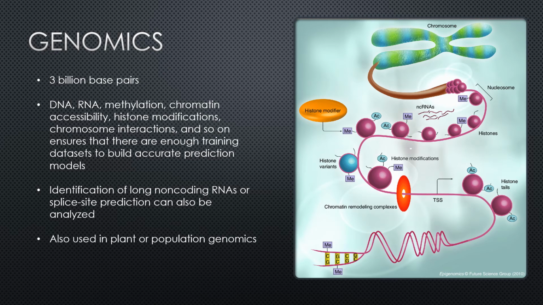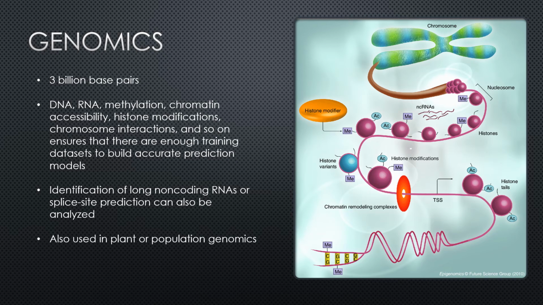Thus, we can say deep learning in genomics has the potential to enlighten fields such as cancer diagnosis and treatment. There is a vast source of data of various types such as DNA, RNA, methylation, chromatin accessibility, histone modifications, chromosome interactions, and so on. They are also known as functional genomics. It ensures that there is enough training data to build accurate prediction models relating to gene expression or genomic regulation. Other features such as identification of long non-coding RNAs or splice site prediction can also be analyzed.